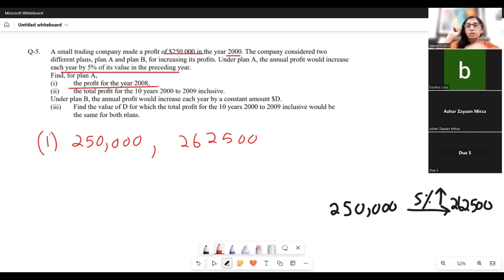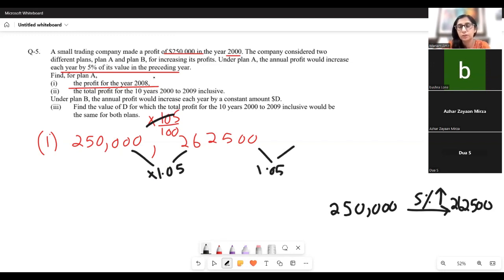262500. All right. So what is R actually? You're multiplying the previous value with 105%. Because it's a 5% increase, that is 105%, which is written as times 1.05. So this gets multiplied with 1.05 to get this. Similarly, the next value will get multiplied with 1.05 to get the third value. Okay? So you're multiplying with 1.05 if it's a 5% increase. So R is 1.05. That's one way of finding R.